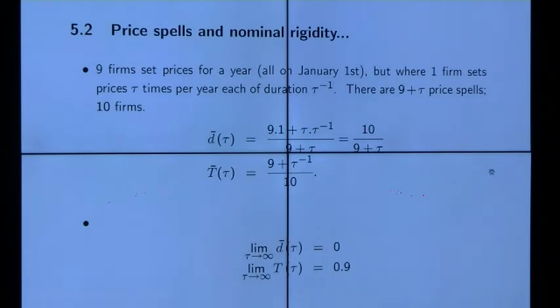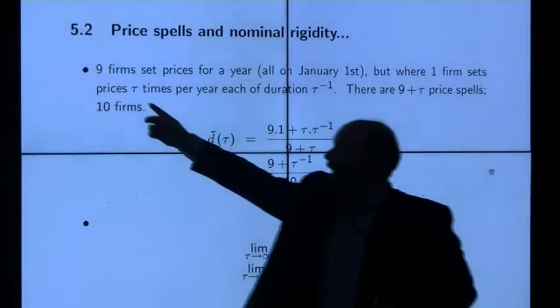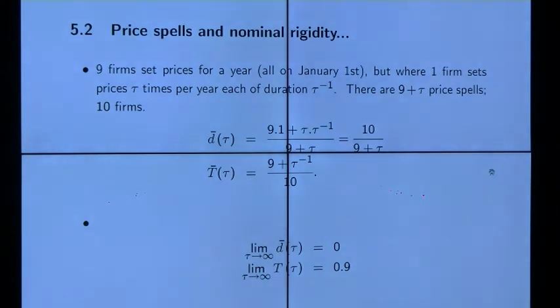So what do we mean? What's the relationship between price spells and nominal rigidity? Well, I'll just ask you to look at an example. Suppose you have an economy where there are 2 firms. One firm sets the price τ times per year, τ being the Greek letter tau, and one sets the price for the whole year.